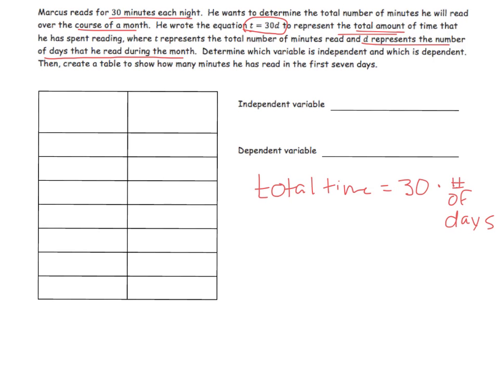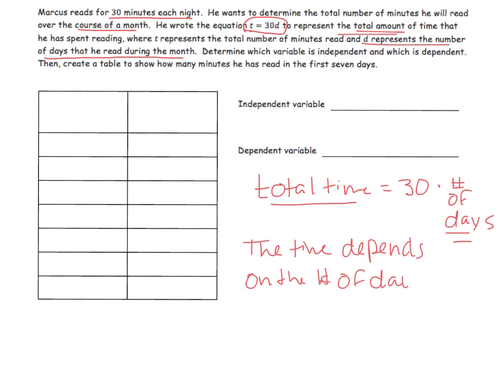Okay, so now you have to decide which is the independent, which is the dependent variable. The total time depends on the number of days he reads. The time depends on the number of days he reads. So since the time depends on the days, the dependent variable is the time, and the independent variable is the number of days. And the time is going to be in minutes.